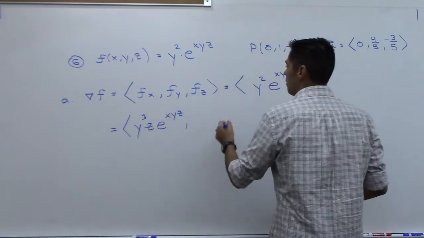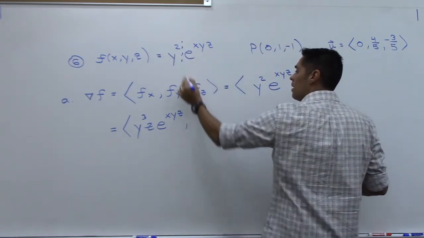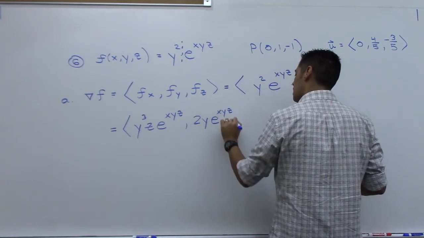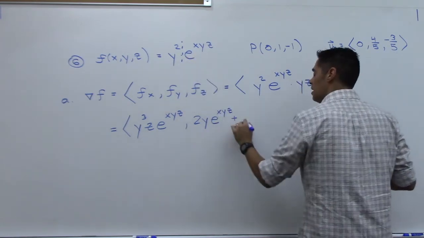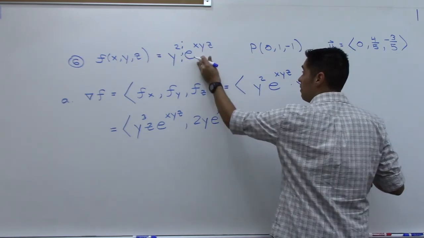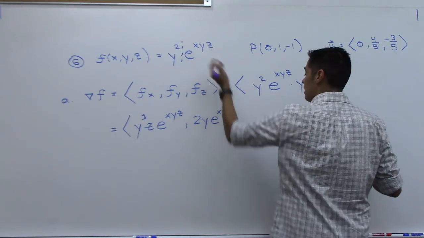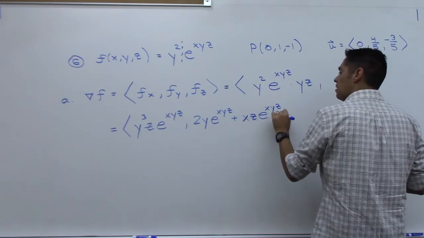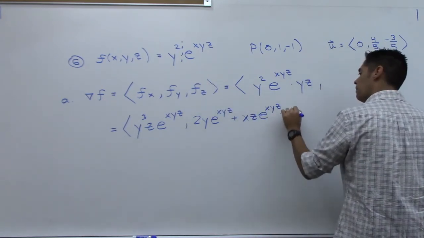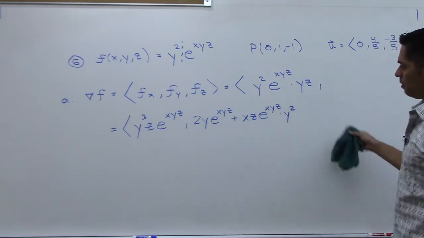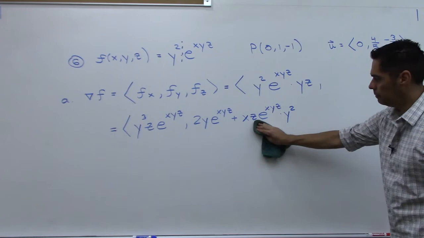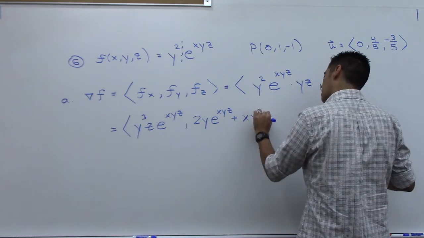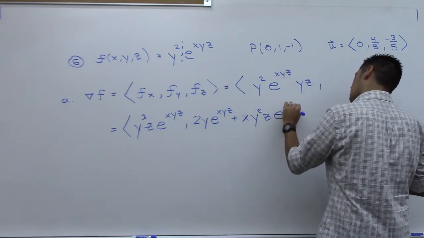And now let me do that partial with respect to y. So product rule right there. Derivative of y squared is 2y, e to the xyz, plus now derivative of e to the xyz with respect to y is itself, but then times derivative up here, which is going to be xz. I'm going to put that out front, xz e to the xyz, but then times, finishing off the product rule, y squared. And just for ease, I'm going to move that y squared over here. So I will have y squared z e to the xyz.